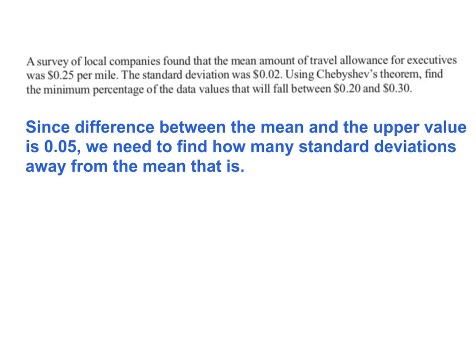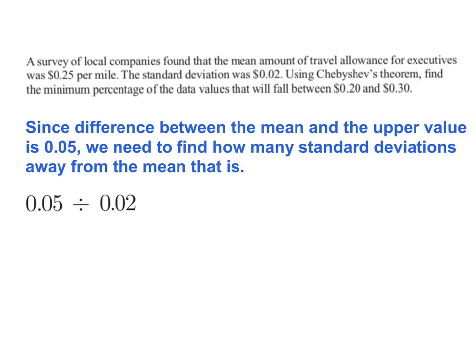Since in either direction it's 5 cents away, what we have to calculate is how many standard deviations 5 cents is. If we know that the standard deviation is 2 cents, and in this case we're 5 cents away, how am I going to calculate the number of standard deviations that 5 cents is? Exactly. We're going to take that difference and divide it by the standard deviation.